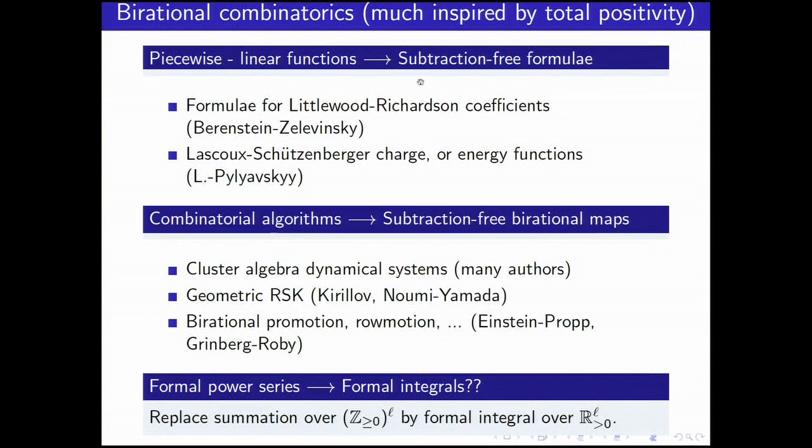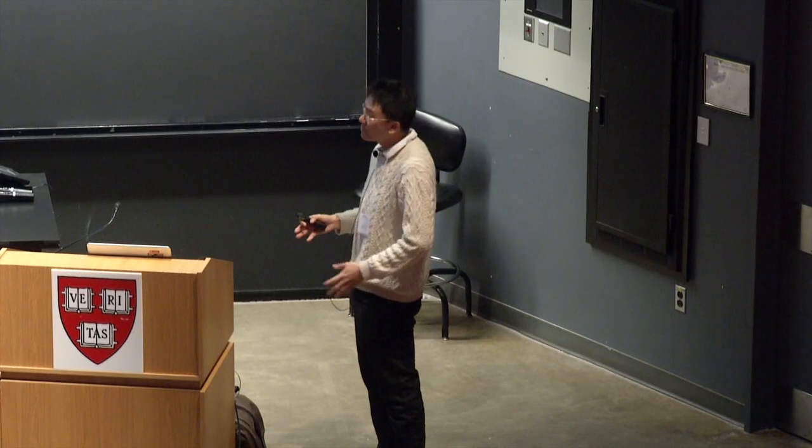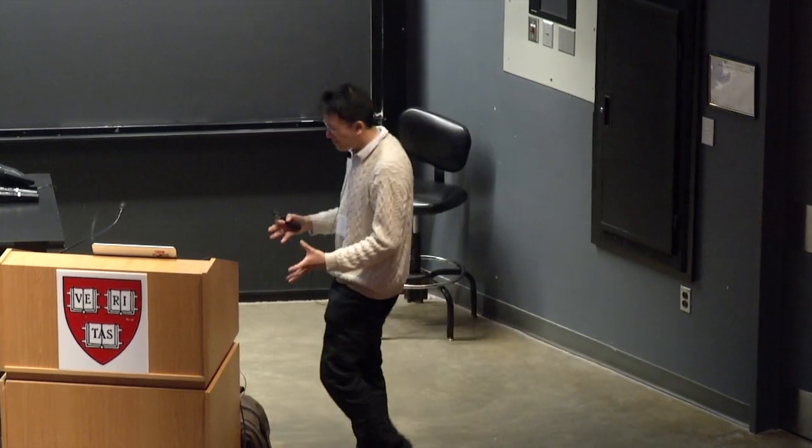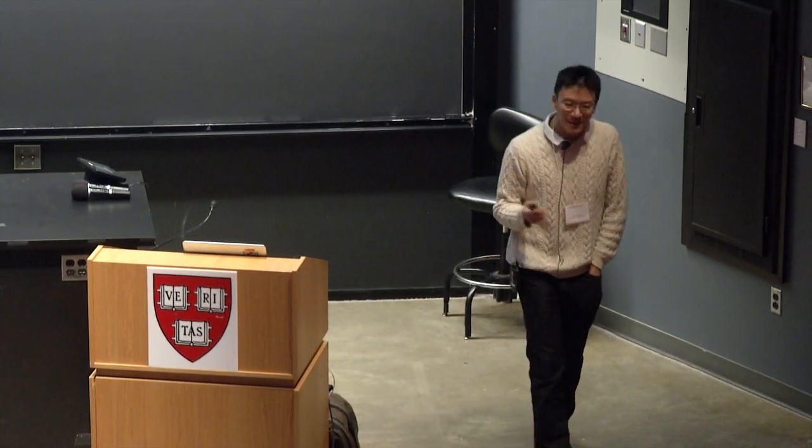And so there's lots of piecewise linear functions, and you can try to find a subtraction-free formula which tropicalizes to it. Going the other way, from a piecewise linear function to a subtraction-free formula, there's no canonical way to do that, unfortunately. So you have to come up with some ideas. The most potent thing I know is Berenstein and Zelevinsky's piecewise linear formula for Littlewood-Richardson coefficients in arbitrary Lie type. The formula they give is the number of integer points in a polytope, which is some kind of piecewise linear formula.